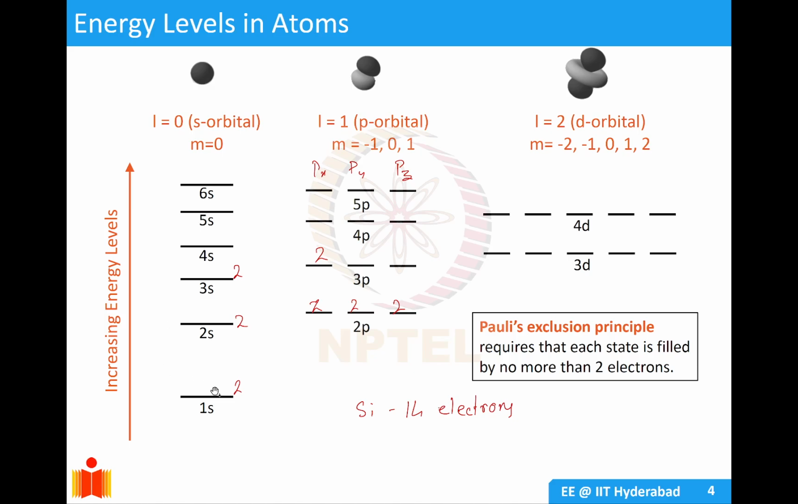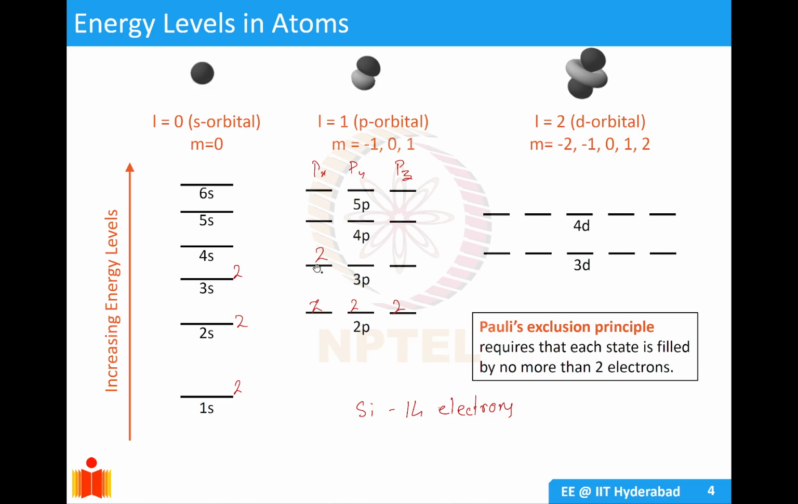And so you can see how the energy changes. 2s is at lower energy than 2p, then 3s, 3p, 3d, and 4s, 4p, 4d. You can see 4s is almost the same energy level as 3d. If we put silicon, which has 14 electrons, it will first fill 1s, then 2s, then 2p, 2p, 2p, then 3s, then 3p.